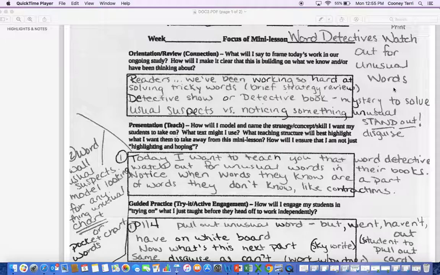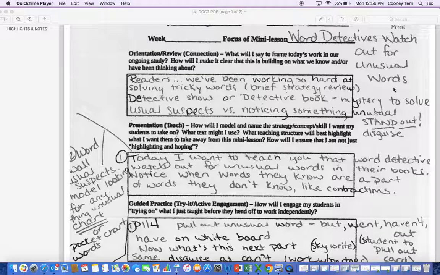That's so students can get modeling of utilizing that anchor chart through the review, and that will help them to use it when they are independently reading. And then I would segue into the new lesson.